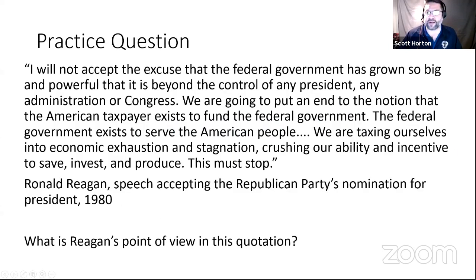On to our practice question, the first question of the morning, which you sort of left off yesterday with. I'm going to give you a minute to read through this document, which is from Ronald Reagan's speech. Think about what Reagan's point of view is in this quotation.